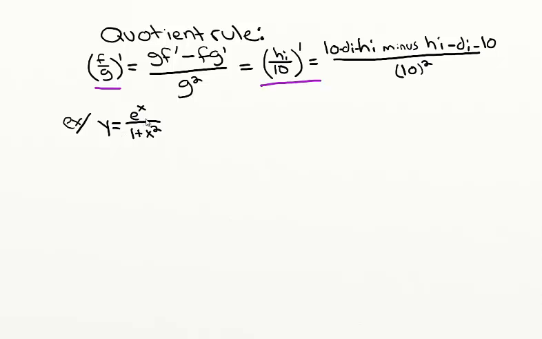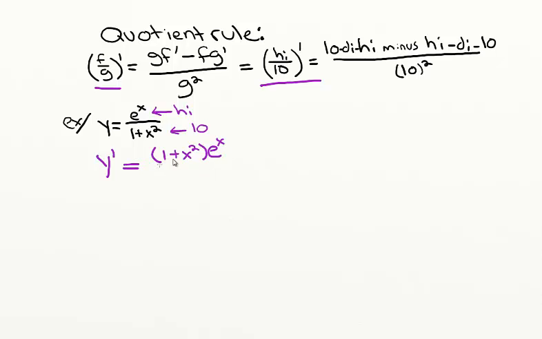We have y equals e to the x over 1 plus x squared, and we're going to take the derivative with the quotient rule. So then we get y prime is equal to, so e to the x is our high function and 1 plus x squared is our low function. So we're first going to do low d high. So our low function is 1 plus x squared. Then d high, the derivative of e to the x is just e to the x. We're multiplying them together. So we have 1 plus x squared times e to the x.